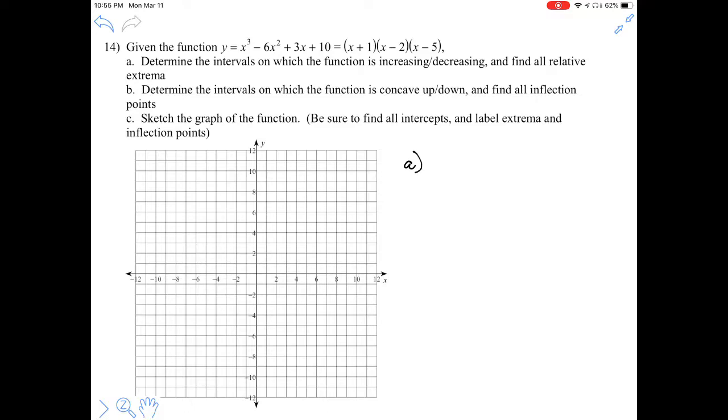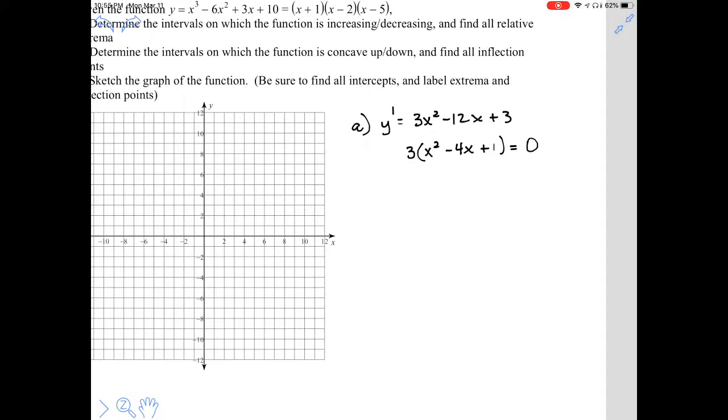Okay, for part A, the intervals in which the function is increasing or decreasing and the relative extrema all come from the first derivative. And then you set the derivative equal to 0. So I'm going to factor out a 3 first, and set that equal to 0. Now, it looks like it's not going to factor, so unfortunately we need to use the quadratic formula.